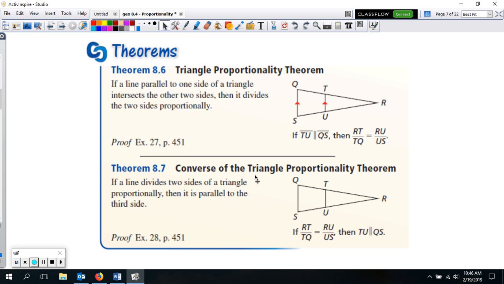Now the converse would just be like the reverse of that, remember? So basically if we're trying to figure out that this is parallel to this QS side, well, if we know from this triangle that these are proportional, so that means that this ratio on the top, like the RT over the TQ, is equal to the ratio of this one here. Then we know that these lines are parallel. Our TU is going to be parallel to our QS line. Alright, so let's get into a couple of problems that we'll use this proportionality theorem with.